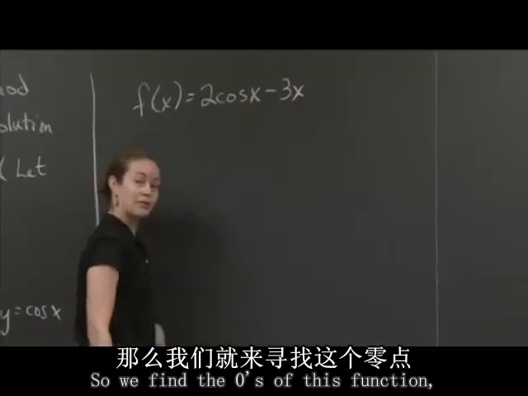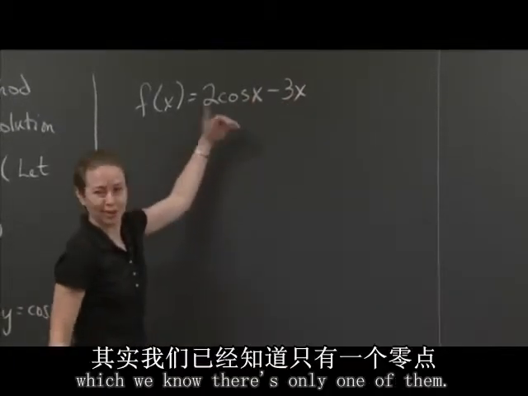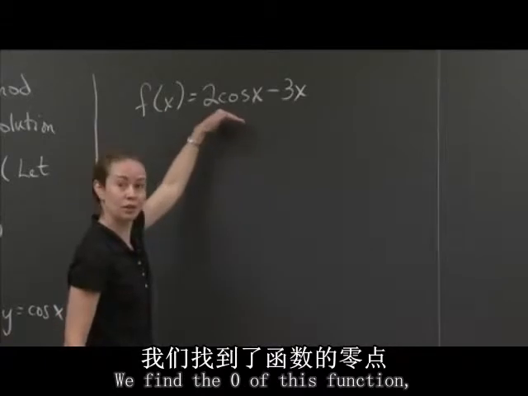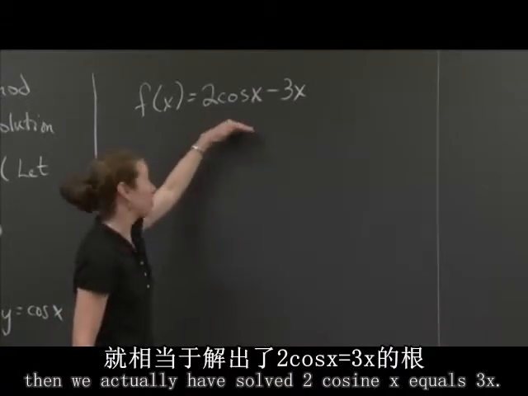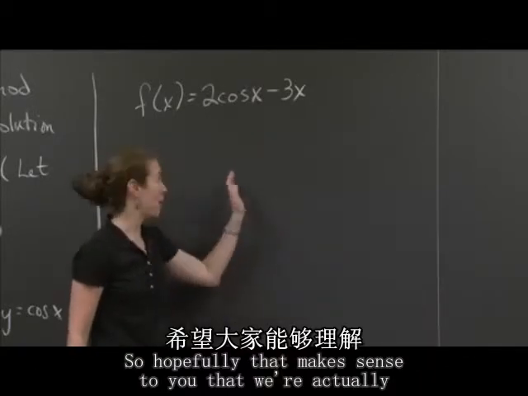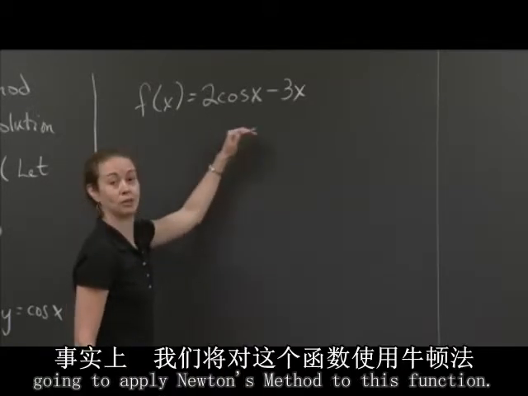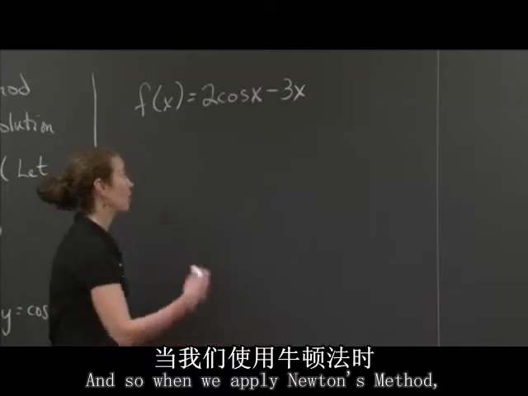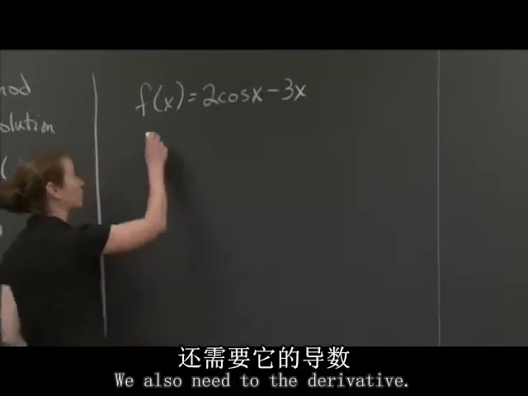So if we find the zeros of this function, which we know there's only one of them, if we find the zero of this function, then we actually have solved 2 cosine x equals 3x. So hopefully that makes sense to you that we're actually going to apply Newton's method to this function. And so when we apply Newton's method, we need the function.